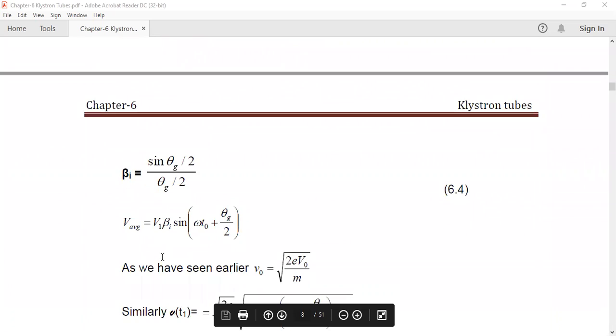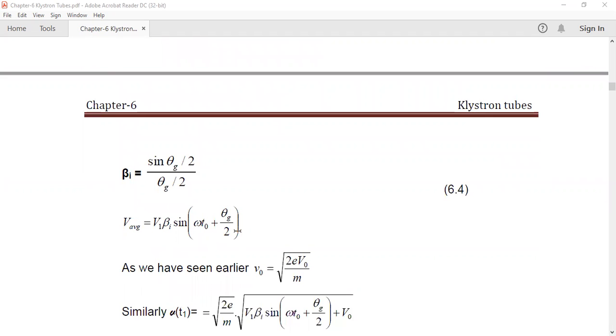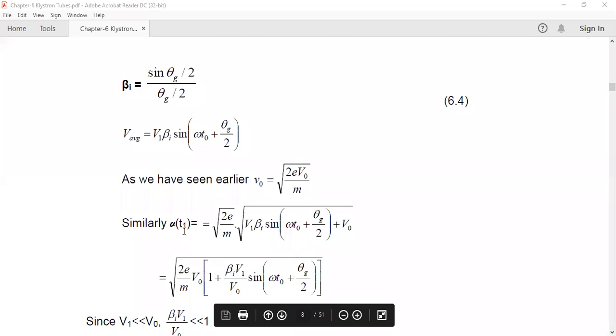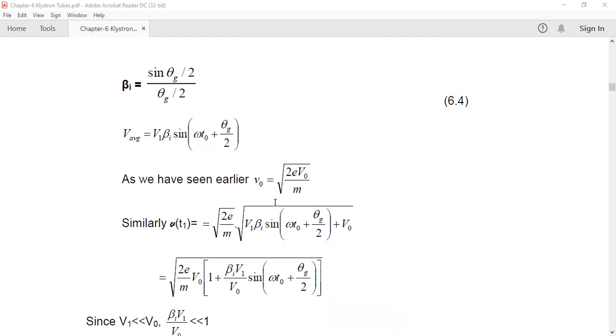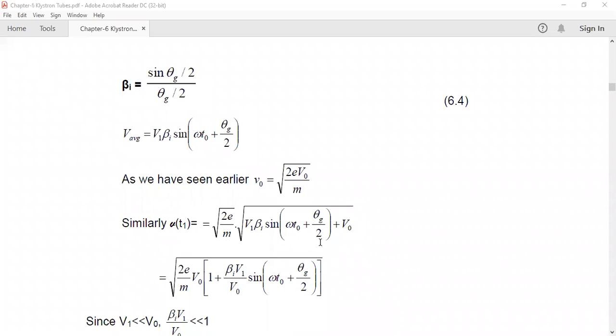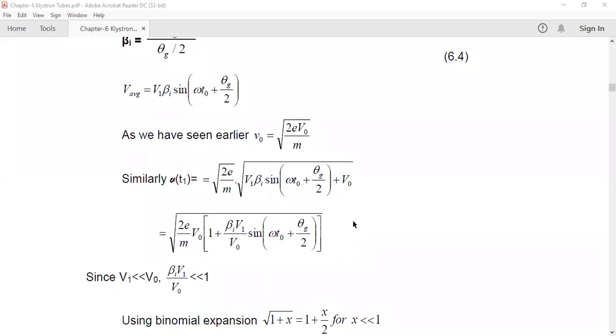So now we can substitute, so that V average is equal to V1 beta I sine of omega t naught plus theta g by 2. Then already we know that V naught is equal to root 2 m by V m. So we can substitute that way. So V of T1 is equal to V average plus V naught. That means, at the gap of puncture cavity, two voltages are added. So that average voltage of RF signal, and that's V naught. V naught is the applied DC voltage to generate the electron beam.